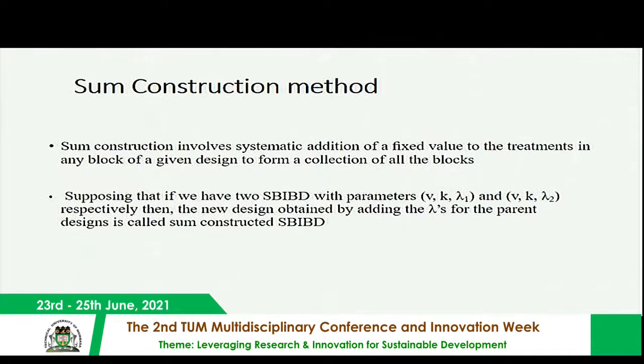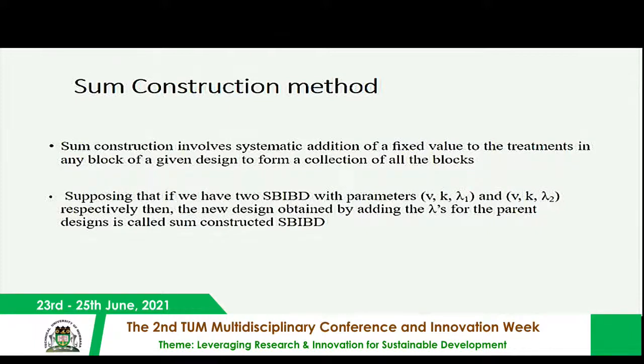One of the assumptions that we did consider is that the error term is constant so that the F-test that is used to give the results could hold. The sum construction method involves taking a single value and adding to the treatments of the blocks of a given design, which we called the parent design.